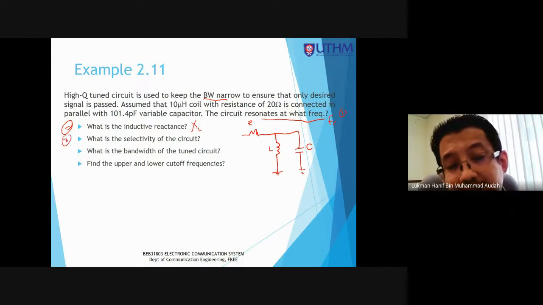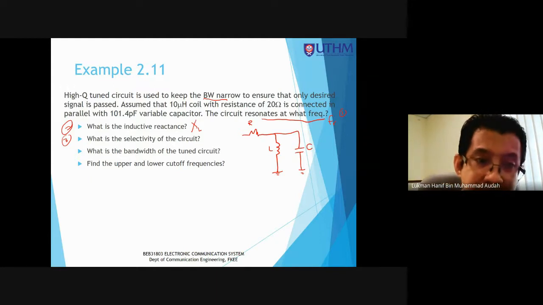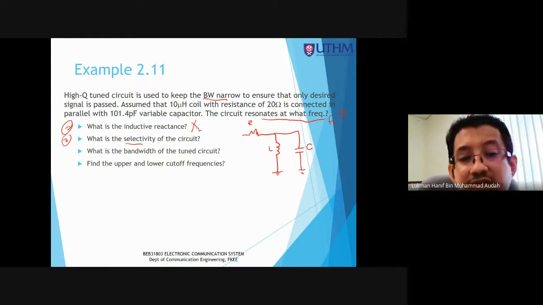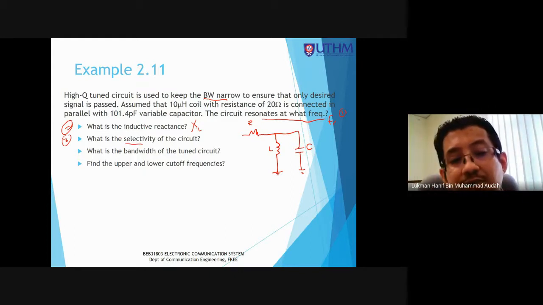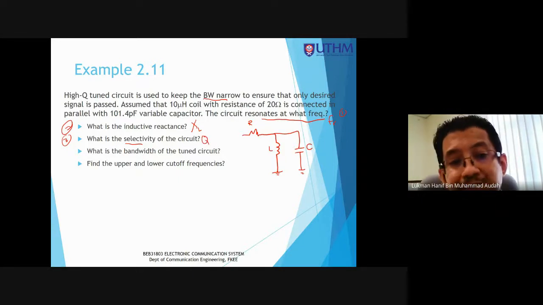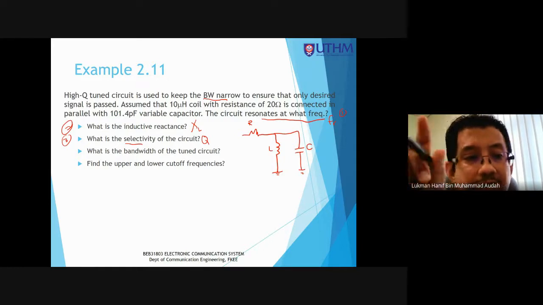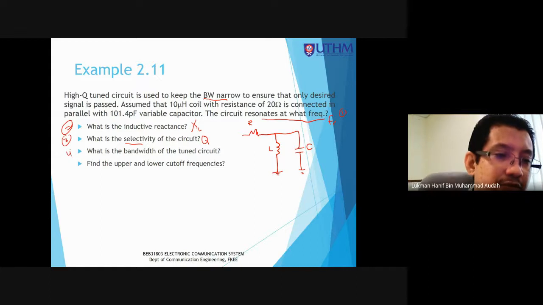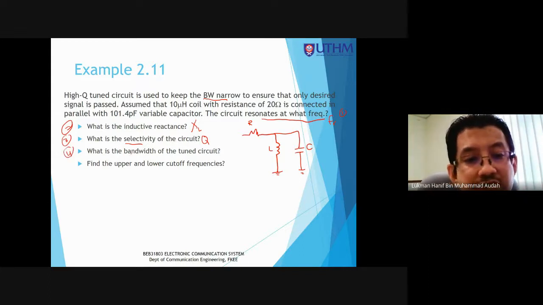Question number 3 is the selectivity of the circuit. Remember, we learned about selectivity: we have 3 parameters. Shape factor, bandwidth, and the Q parameter. So in this example, when we mention selectivity, we are actually asking about the Q parameter. Q is the common parameter for selectivity. Number 4: what is the bandwidth of the tuned circuit?